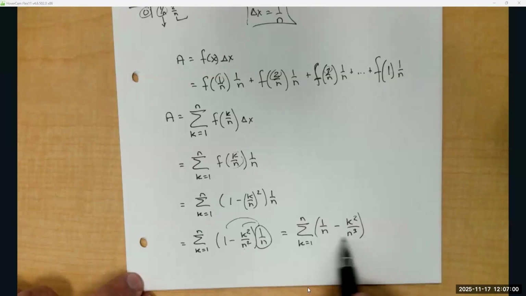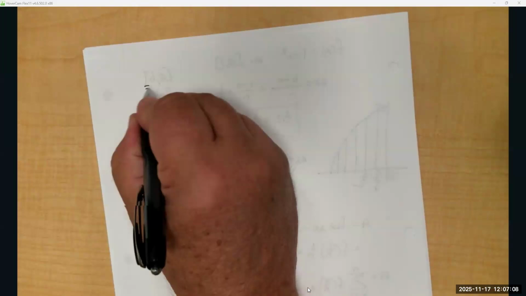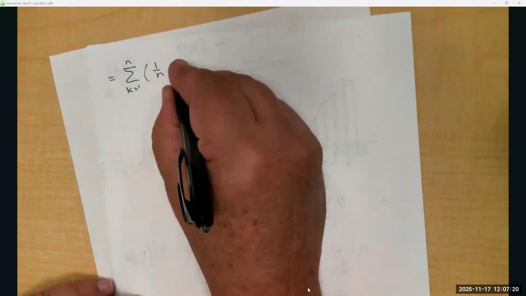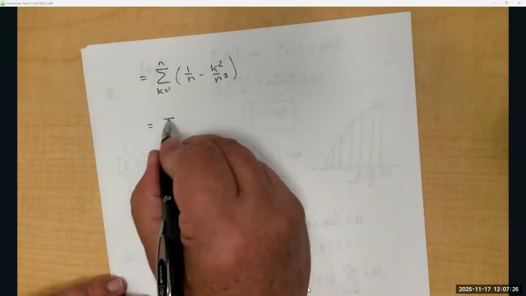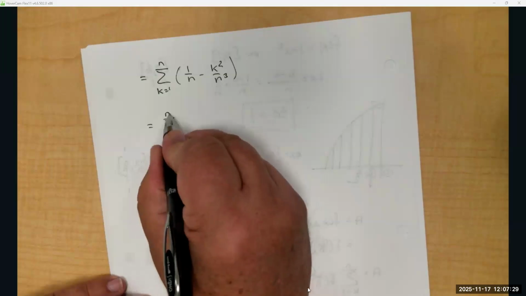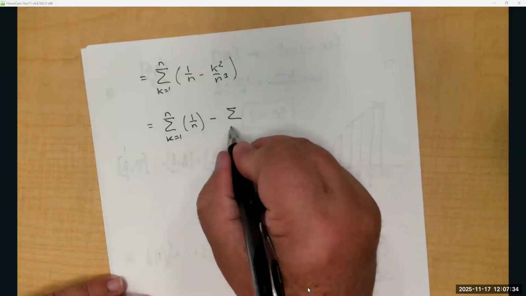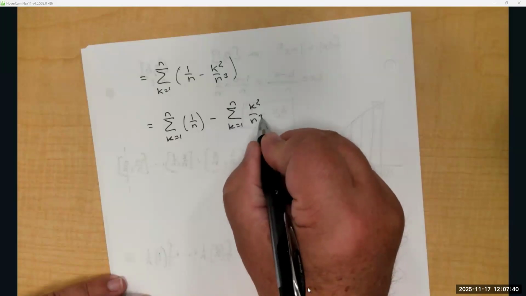All right. Now, what property do we use here? The difference rule, not difference quotient. So we have the summation. Let me write that again. As k equals 1 to n of 1 over n minus k squared over n cubed. So this becomes the summation of k equals 1 to n, 1 over n, minus the summation k equals 1 to n, k squared over n cubed.